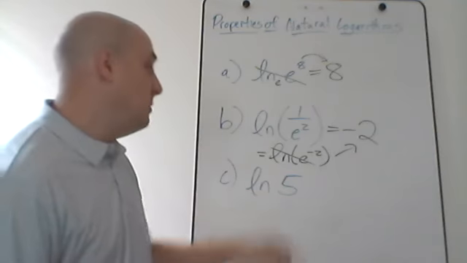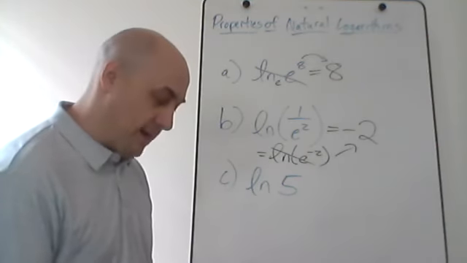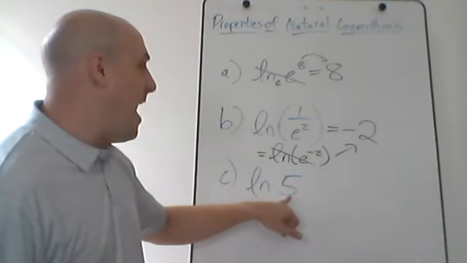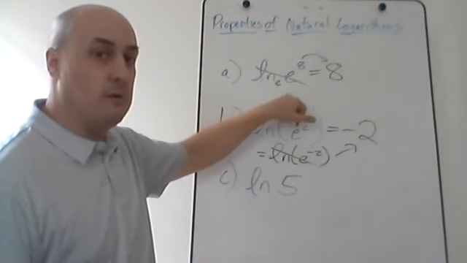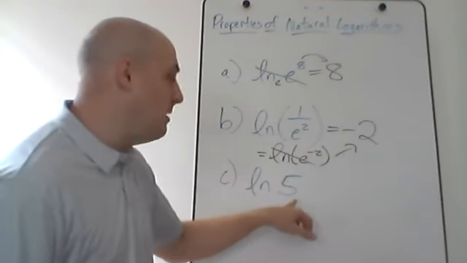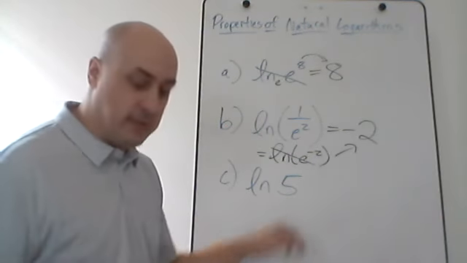All right, the last one up here, ln of 5. Well, for this one, I don't have any choice. I've got to use the calculator, because I cannot write 5 as e raised to a power. Like here was e to the 8th power, and here I could rewrite this as e to the -2 power. I'm not going to be able to rewrite 5 as e raised to a power so that the ln and the e would cancel out.